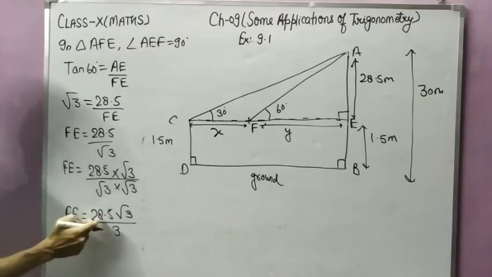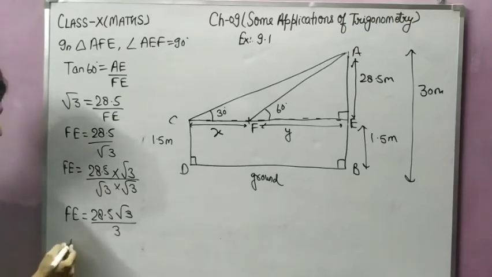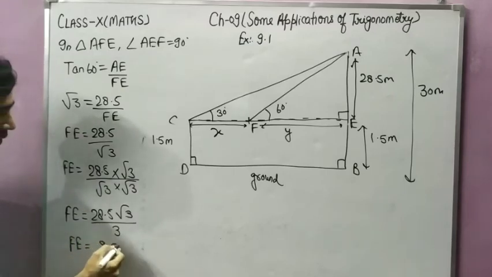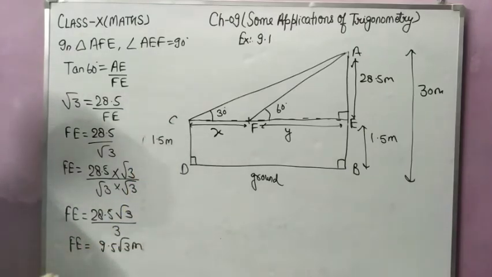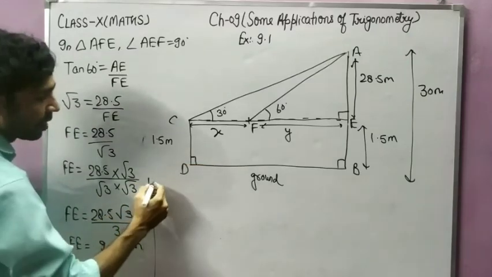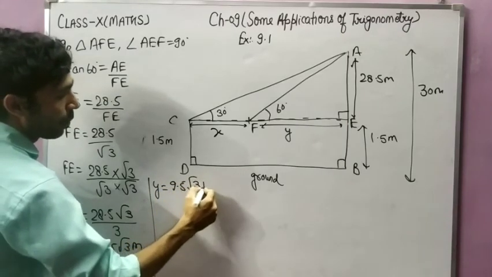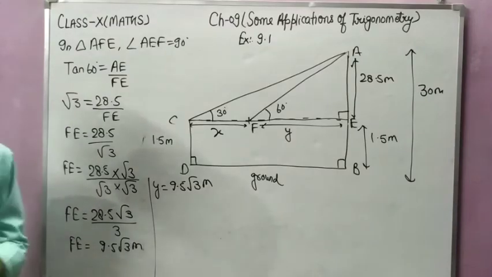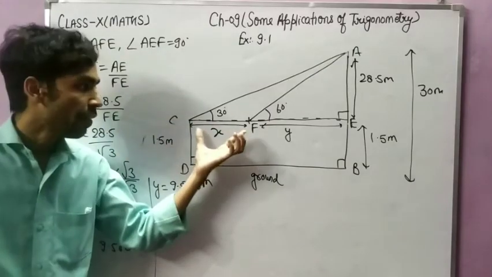Okay, 28.5 root 3 upon 3. So I think it is clear to you. Now FE will be equal to 9.5 root 3 meter. So by that we have calculated FE, and FE was nothing but y. So y is equal to 9.5 root 3 meter. So y value we have calculated, but we have to calculate x, because that much distance the man covered towards the building, CF distance he had covered.